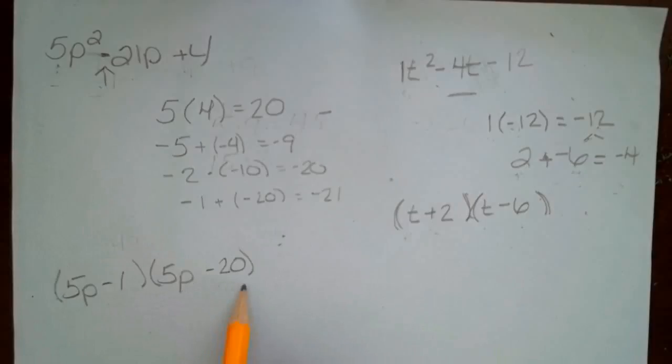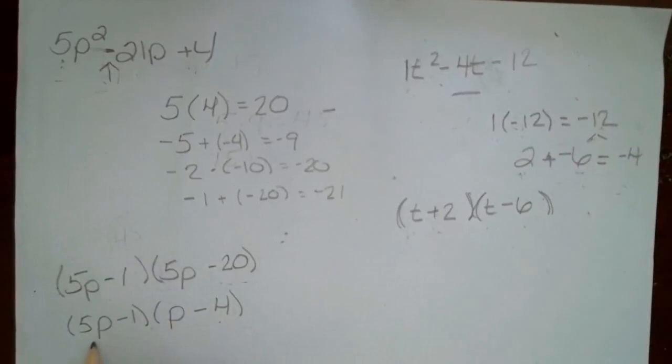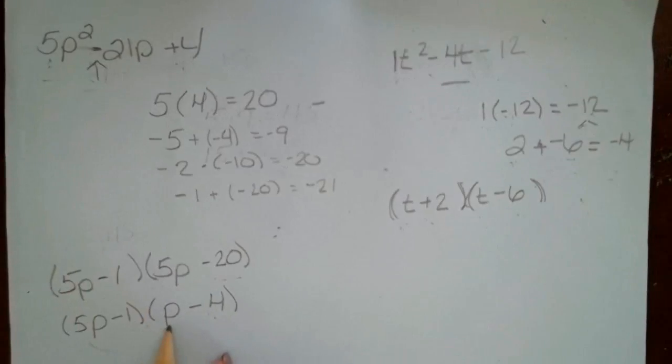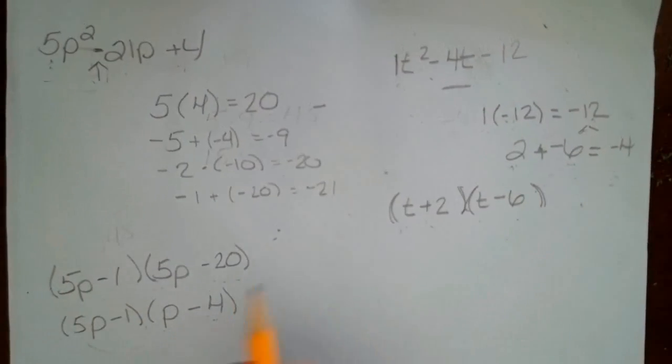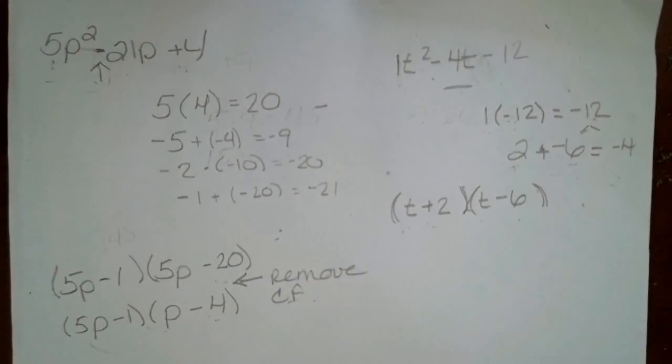We've got a common factor here of 5. So the first term remains the same. The second term, we factor out the 5 and we have p minus 4. If we go in to check this, 5p times p is 5p squared. 5p times negative 4 is negative 20p, minus 1p plus 4. So it's the same method. The only step that we have to take here is to remove any common factors in our terms.